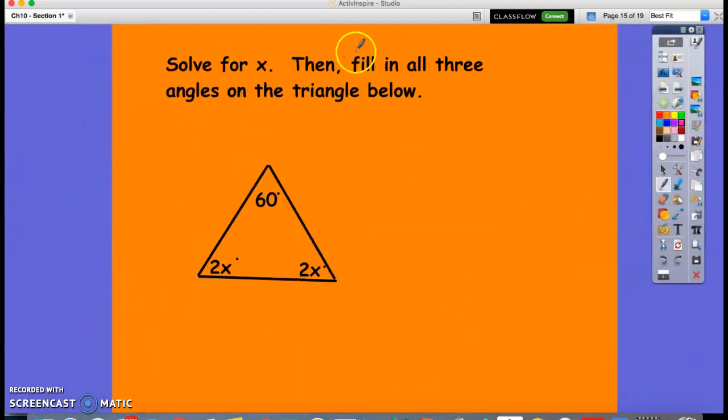Now we know again, right? So all the angles in a triangle add up to 180. So 4x plus 60 is 180. Or 4x equals 120. X equals 30.